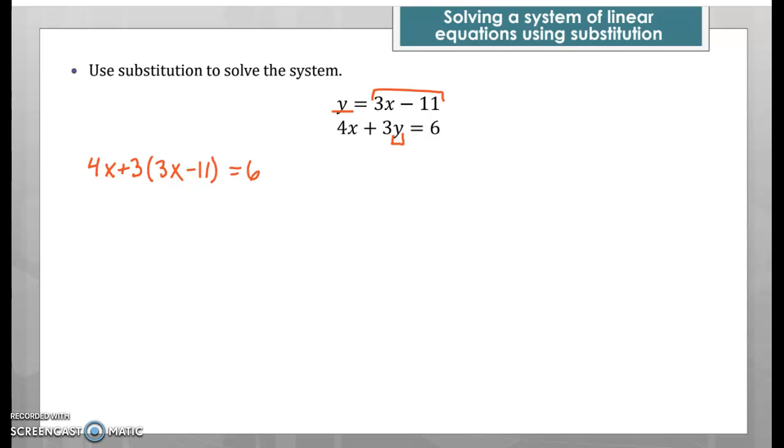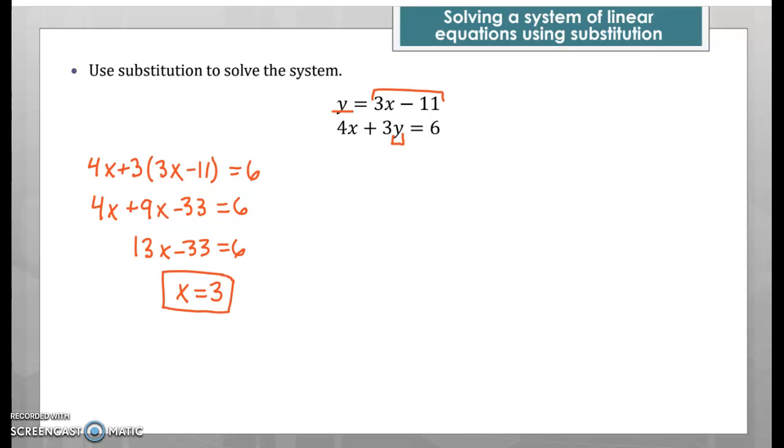After some simplifying, we get 4x plus 9x minus 33. Think, what did she do to get to this point? I distributed that 3 in. So we'll end up getting 13x minus 33 equals 6. Add 33 and divide by 13, we end up getting x equals 3. So the x value where these two lines meet is at 3.